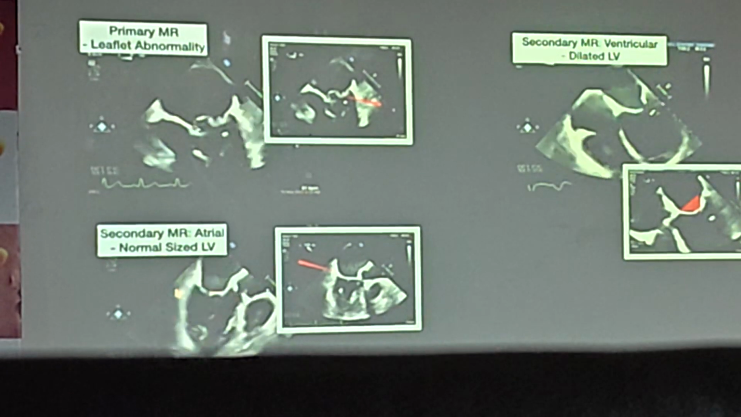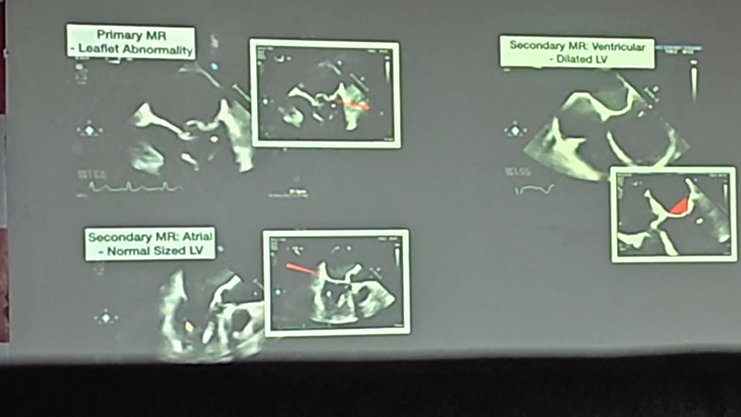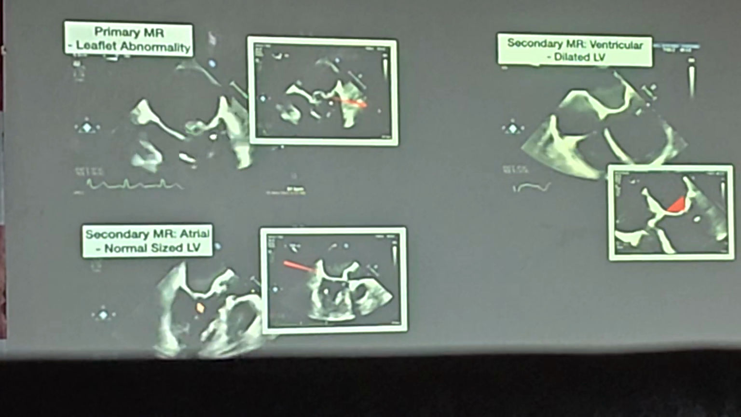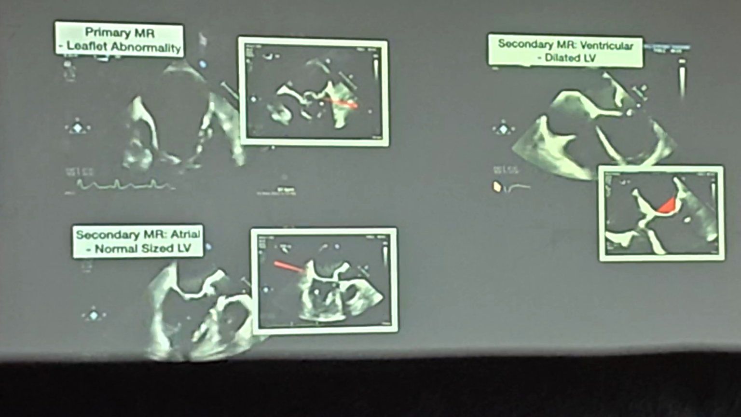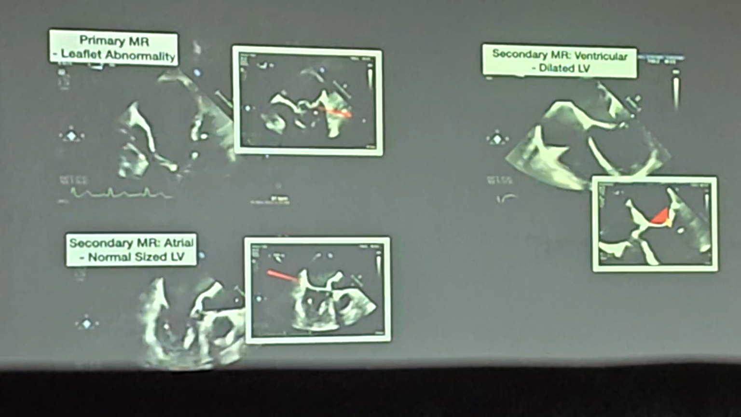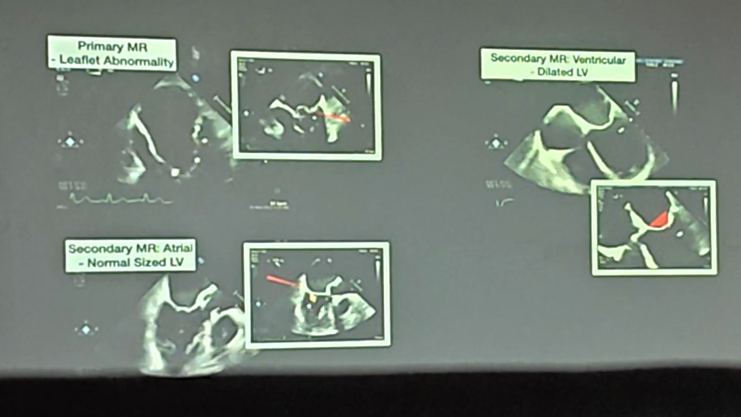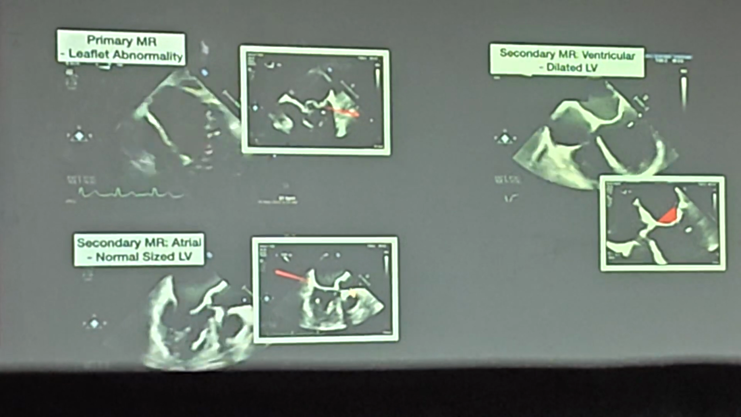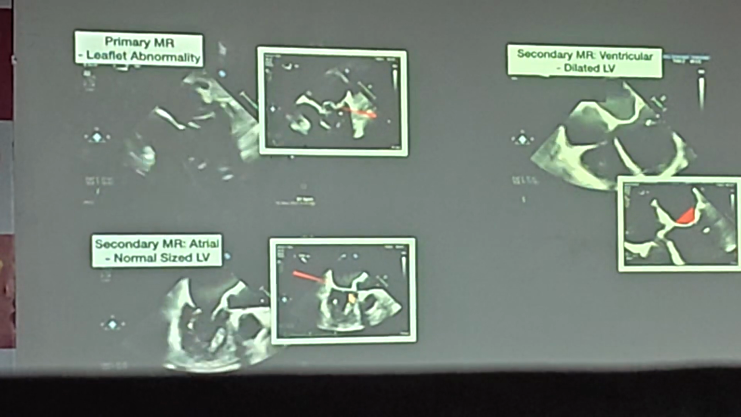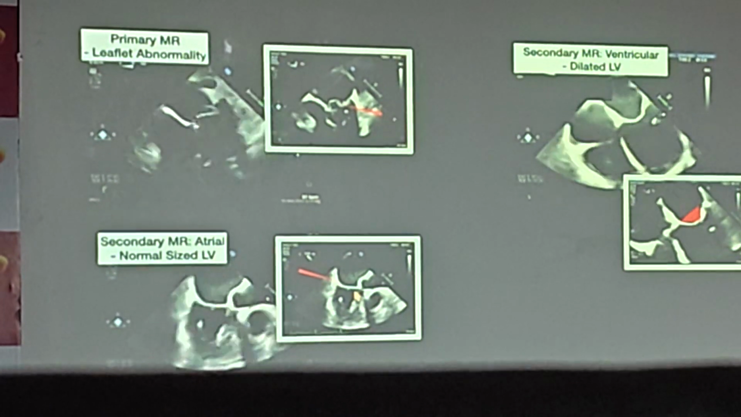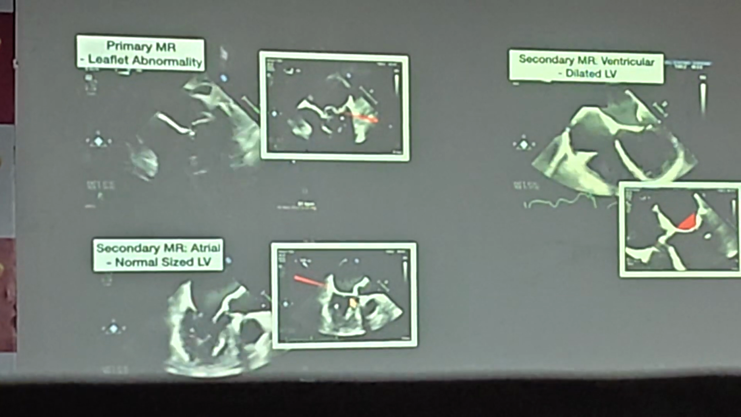When it comes to atrial FMR, you have an LV which is normal, and here you can see that the leaflets are stretched out, so there is no tenting as such. So that's the key difference. You have a lot of tenting in the ventricular FMR and almost zero tenting in the atrial FMR. And these are the patients who will also benefit. They can also be put into any sort of indication where you need to do a repair for them.